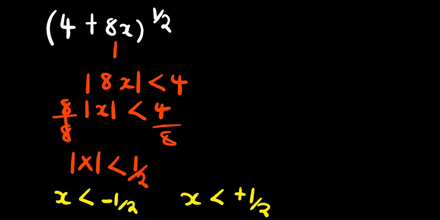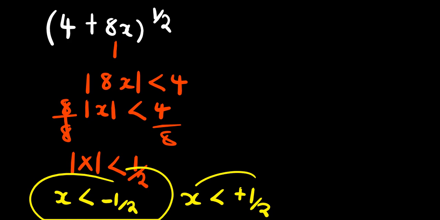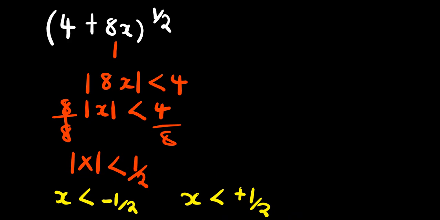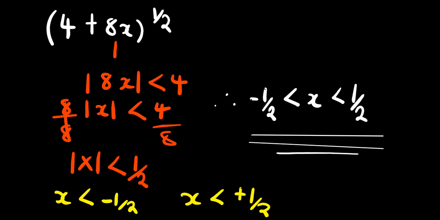Now we're talking about the range. So this is a range. How are you going to write the range? You know that when you're writing the range, you're always starting from the smallest going to the highest. So let's just do that. Therefore our answer in this case, the range of values for x for which the expression is valid, is going to be from negative half to half. So this will be our answer.